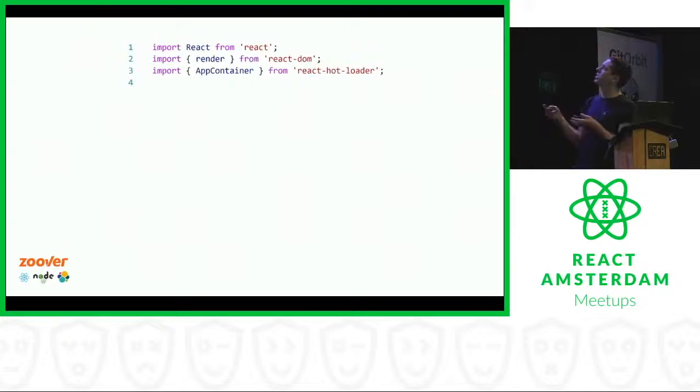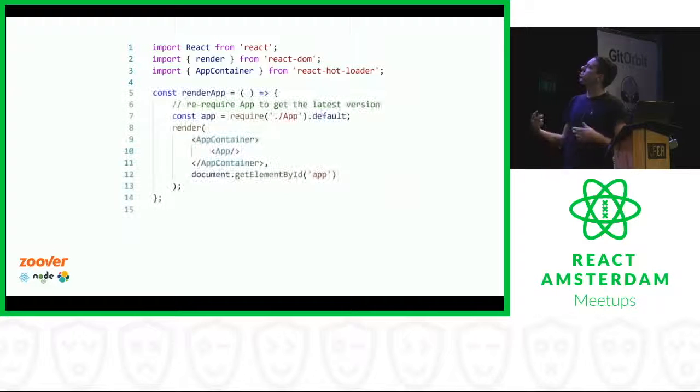So this is how it looks. This is how a basic React hot loader setup looks. So obviously we have the basic React tools to render the application, and then we import the app container. And we create a render function to render the actual application. And as you can see on line 7, we actually require the module over there. And that's pretty important, and I'll get back to that in a minute.